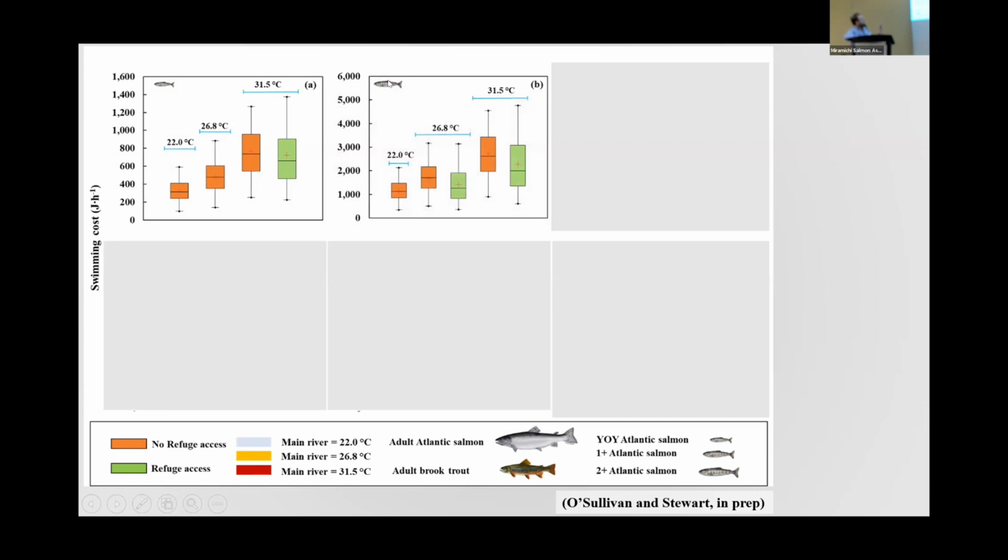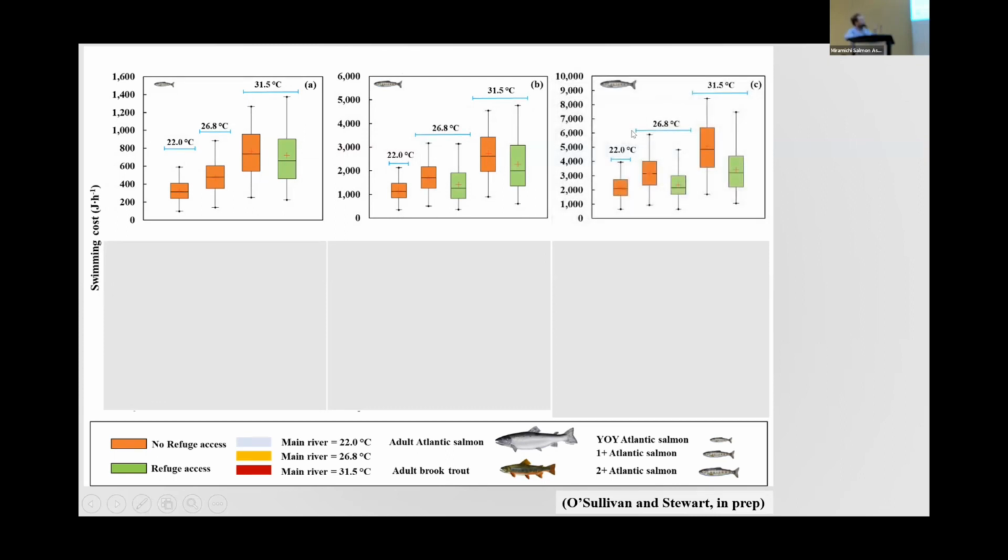So we go into 1+ fish, seeking refuge at 26.8. You can see that there is a decrease in the energetic cost once they move into that refuge. Similarly here, there's a decrease in energetic cost. So obviously, sure, there's a benefit to having access to a thermal refuge. Right? For 2+, it becomes more apparent. There's a bigger benefit when you start to use that thermal refuge versus the main river.